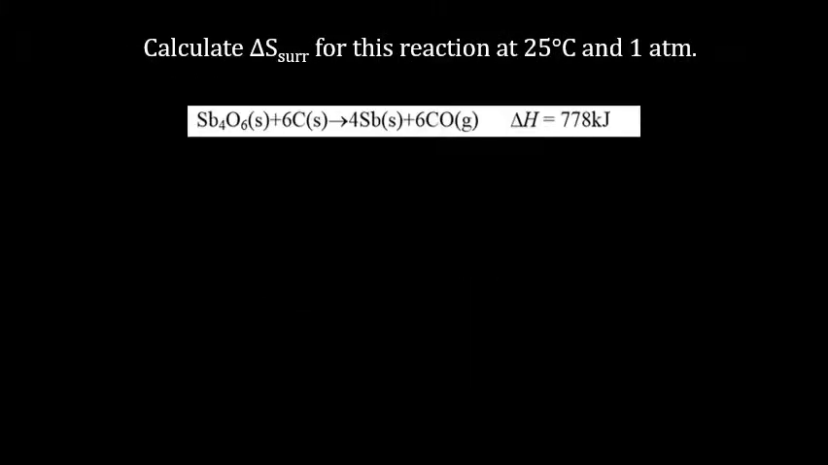And now calculate the delta S surrounding for the reaction below, and note that this is an endothermic reaction, so delta S equals delta H over T. Okay, and you should get an answer of negative 2610 joules per Kelvin mole reaction.